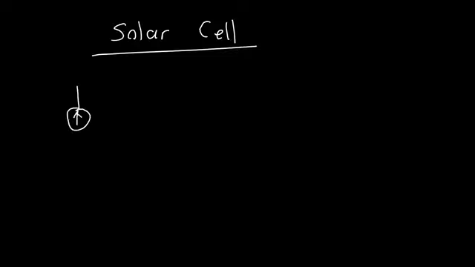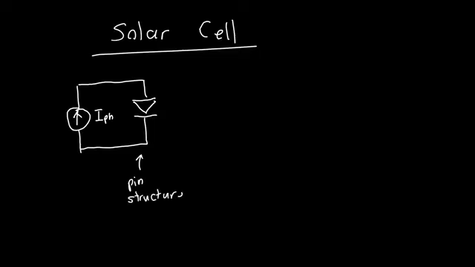So in the last video, we figured out a basic model for a solar cell, and we said that that was just some current source, which depends on the incident solar radiation, so that's our photocurrent, and some diode. And this diode is just the PIN structure. So this is the PIN structure of a traditional solar cell.